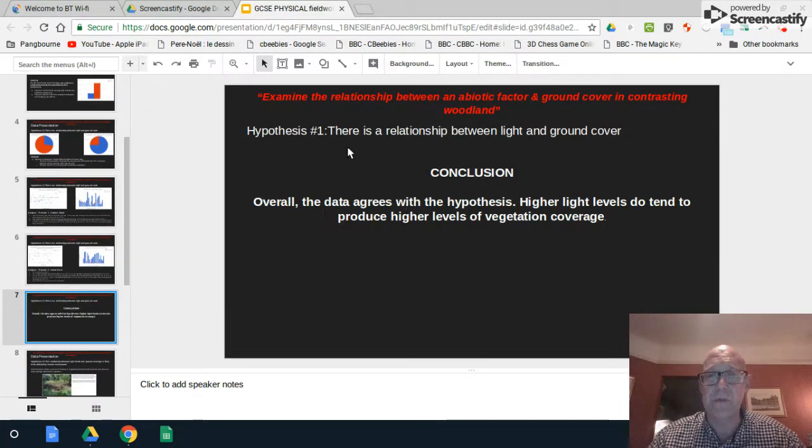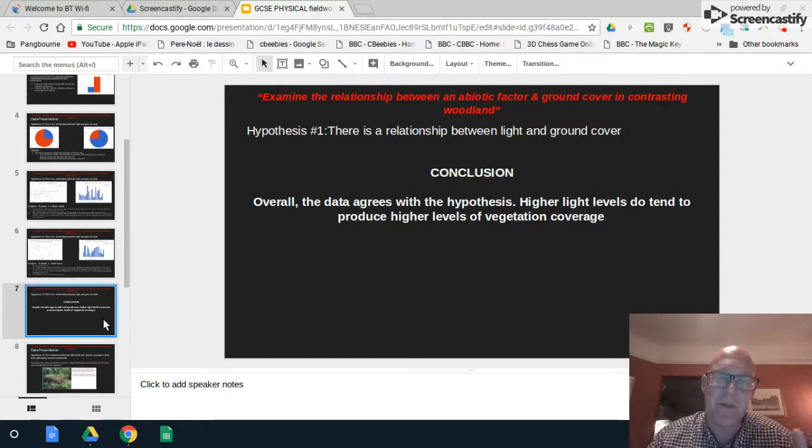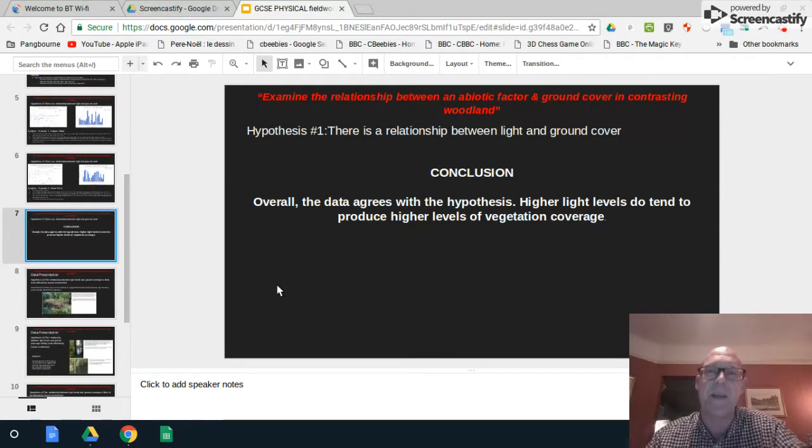Conclusion, overall, to the hypothesis: there is a relationship between light and ground cover. Overall it agrees with this. High levels of light do tend to produce high levels of vegetation cover. But remember the anomalies, really important when we evaluate that as a conclusion, all those anomalies, things that stick out from those broad trends.